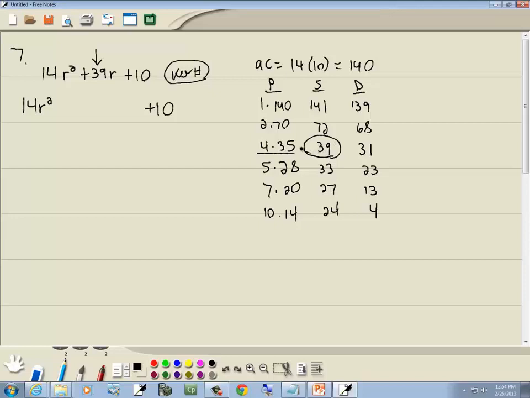Okay, so we want to rewrite our middle term using these two numbers. The larger number, which is the 35, is going to be the same sign as the middle term, which is positive. Now the number we circled in the S column, S for same sign, so if the 35 is positive, the 4 has to be positive.